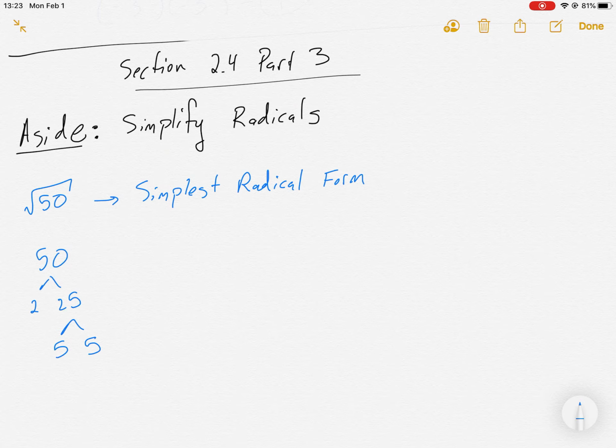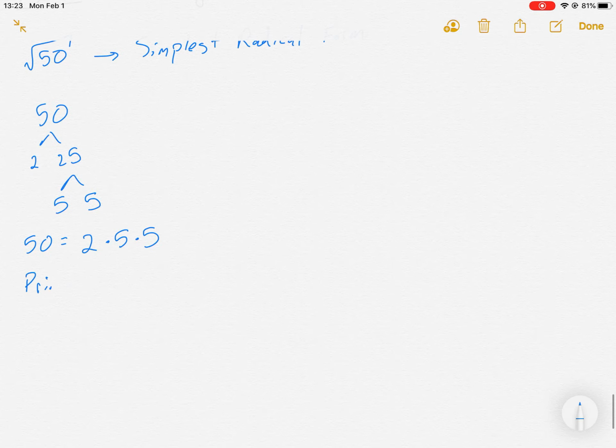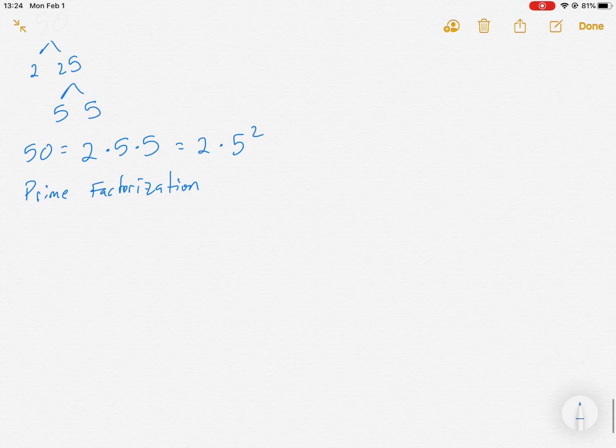And then we keep going, take it down to 2, 5, and 5. This is now in its prime factorization, so 50 would equal 2 times 5 times 5. All of those numbers are now prime. And you'll notice we could actually rewrite this as 2 times 5 squared. Well, this just tells me that when I have the square root of 50, I actually have the square root of 2 times 5 squared. And because this squared is underneath the square root, we can really simplify that.